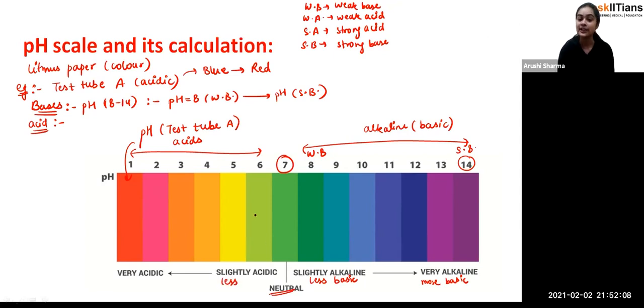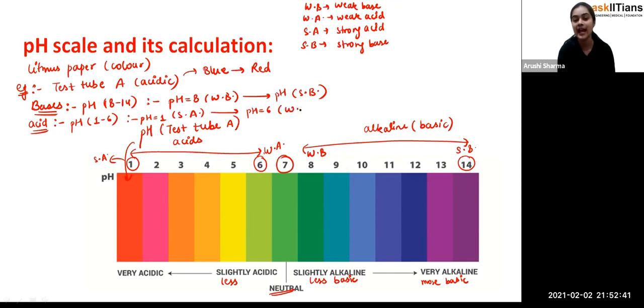That means if an acid has a pH of 6, it will be a weak acid, and if an acid has a pH of 1, it will be a strong acid. So what we have found here, students, is that a pH of 1 to 6 is the range for acids, and if the pH is 1, it will be a strong acid. If we move from left to right, from slightly to very acidic, we observe that if the pH is 6, it will be a weak acid.